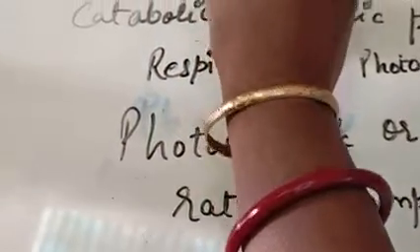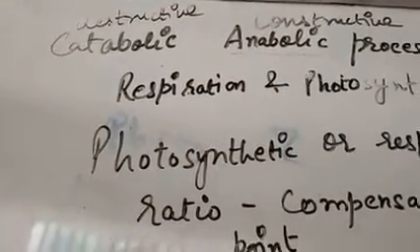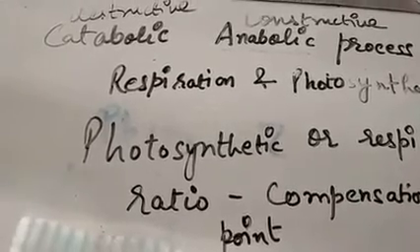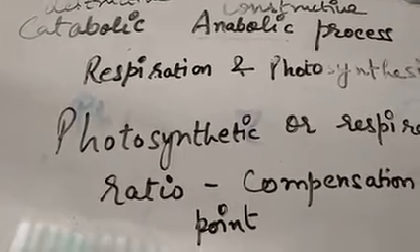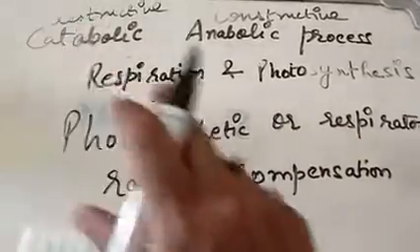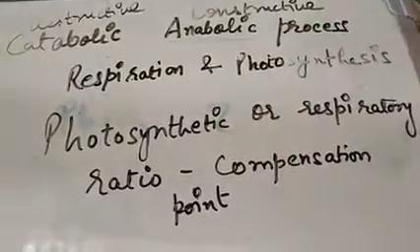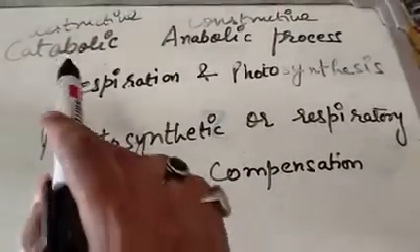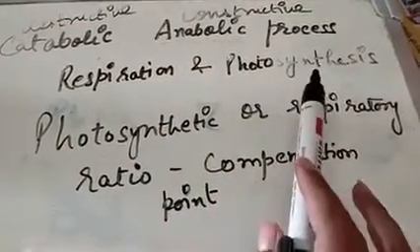Catabolic process is a destructive process, that is breaking down of a complex thing into a simple one, like glucose is broken down into carbon dioxide and water and energy. This is catabolic, that is a destructive process. So respiration comes under catabolic process and photosynthesis comes under anabolic process. One thing, respiration occurs both in presence and absence of sunlight, whereas photosynthesis can occur only in the presence of sunlight.